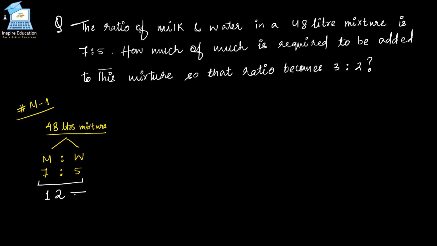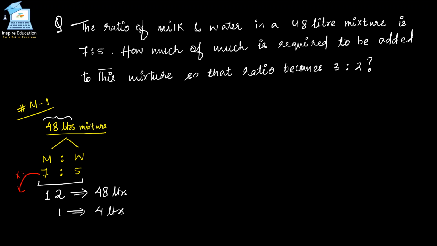How can total be 12? Because in the question it is given that the total is 48 liters. This means 12 is the fake value of total. 48 is the original value of total. So 12 is equivalent to, not equal to, 48 liters. 1 is equivalent to 4 liters. I hope you guys know that 12 into 4 is 48. So if we divide 48 by 12, we will get 4. So if 12 is 48, 1 is 4. If 1 is 4, then the value of milk is 7 into 4.